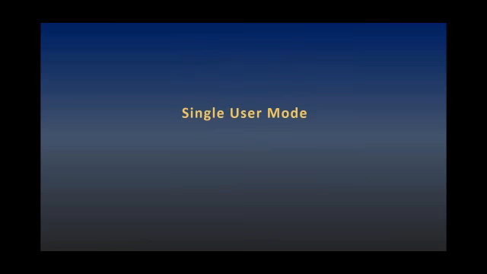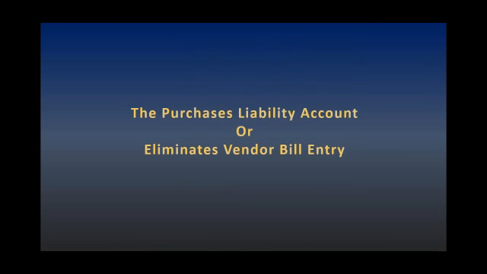Stops you from being in single user mode. Eliminates the double application of payments. Eliminates the credit hold function that you have to, not eliminates, but actually enhances it. You guys can look at your QuickBooks and put accounts on credit hold in Tigerpaw based off of that. Eliminates error messages. We'll tell you exactly why a transaction has an error. It eliminates that purchase liability account and eliminates vendor bill entry, because as you do your purchase order receipts, we create vendor bills inside QuickBooks.